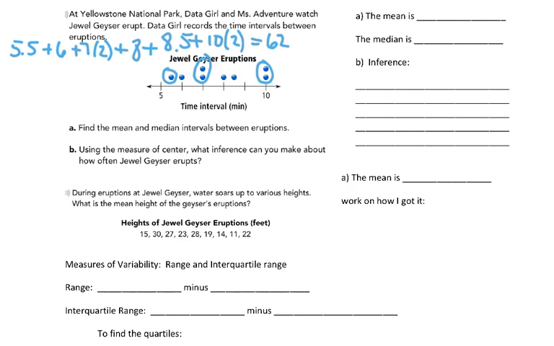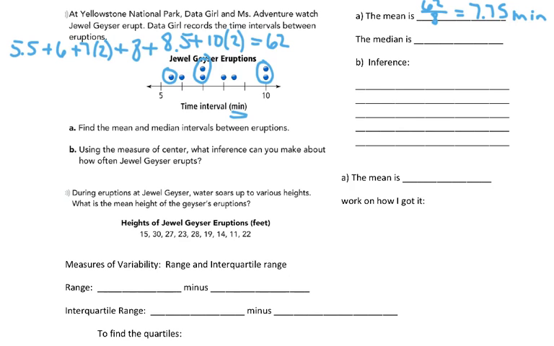So to find the mean, we're going to do 62 divided by the total number of values, and there were 8 values, so 62 divided by 8. And that gives us 7.75, and we're talking about minutes. So the mean is 7.75 minutes.